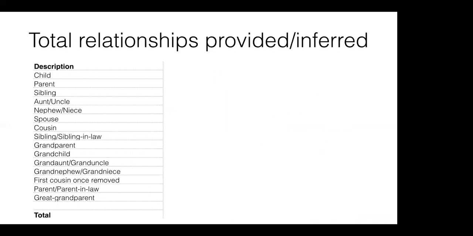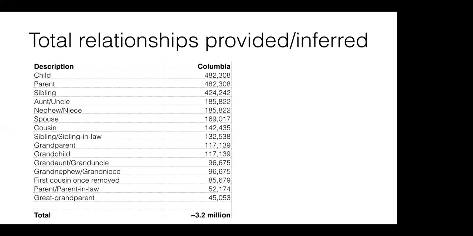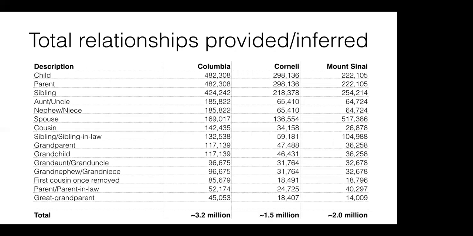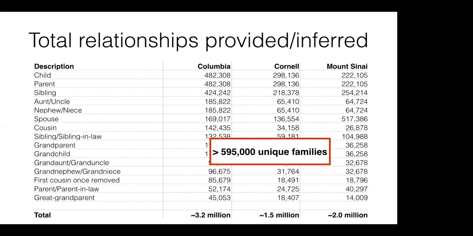When we look at the total relationships provided and inferred here at Columbia, we identified about 3.2 million relationships. We did the same thing at Cornell, and at Cornell we identified 1.5 million relationships. And again, we used the method as well as the data from Mount Sinai, and over there, we identified about 2 million relationships. Wow. The majority of these relationships are from the nuclear family, such as parent, child, sibling, and spouse. And overall, these relationships account for more than 595,000 families. So that's the number of families that we have currently.